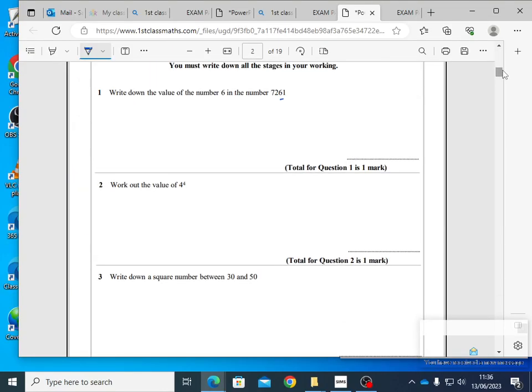Okay, let's have a quick look at this. Write the value of 6 in here. Now 6 there is 6 tens. You can write 6 tens or you can write 60. Just go for 60. This 4 to the power of 4, just do it in your calculator.